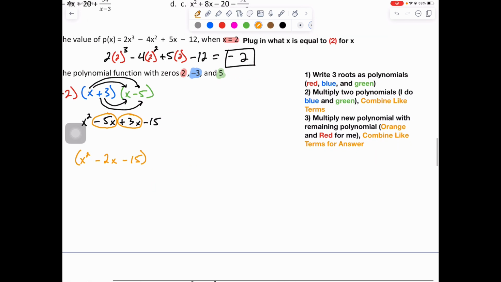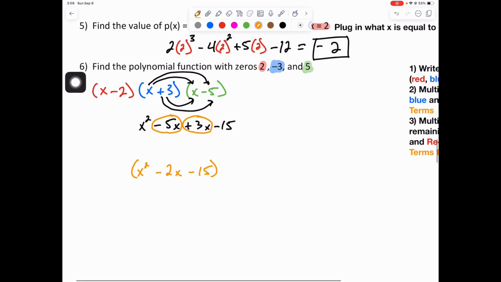I'm going to put this in parentheses, because now it says for step 3, multiply the new polynomial, which is x squared minus 2x minus 15, with the remaining polynomial. For me, it's red. For you, if you did red and blue, it would be green. If you did red and green, it would be blue. But again, there's a method to my madness, so I will do orange and red. Our red one, which was x minus 2, I'm just going to rewrite it down here.